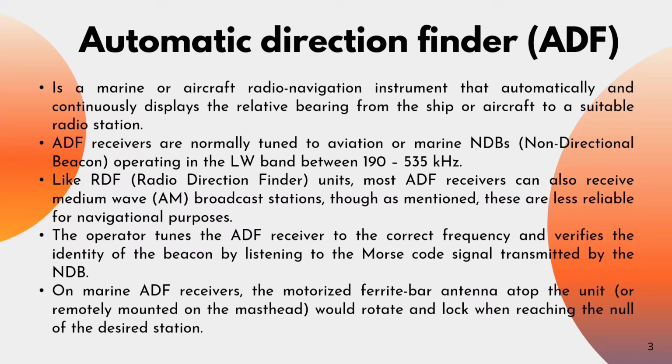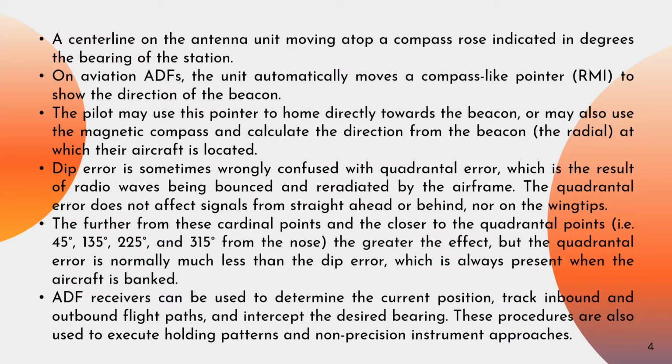The operator tunes the ADF receiver to the correct frequency and verifies the identity of a beacon by listening to the Morse code signal transmitted by the NDB. On a marine ADF receiver, the motorized ferrite bar antenna atop the unit or remotely mounted on the masthead would rotate and lock when reaching the null of the desired station. A center line on the antenna unit moving atop a compass rose indicated in degrees the bearing of the station. On aviation ADFs, the unit automatically moves a compass-like pointer, RMI, to show the direction of the beacon.